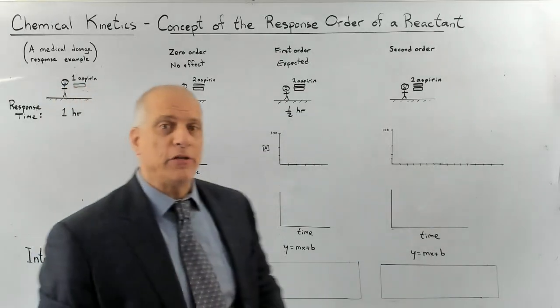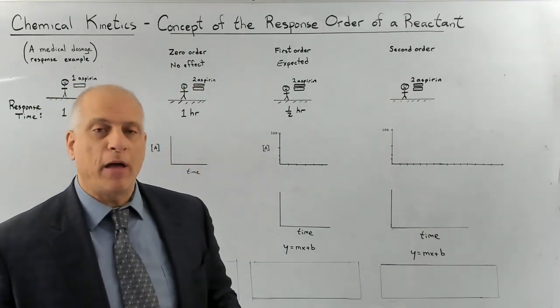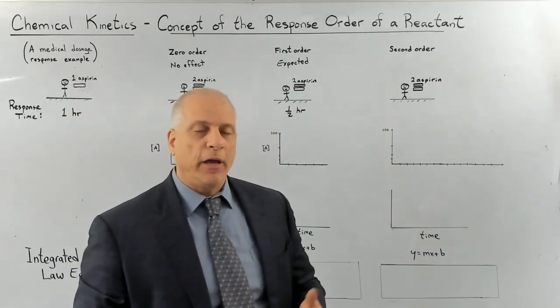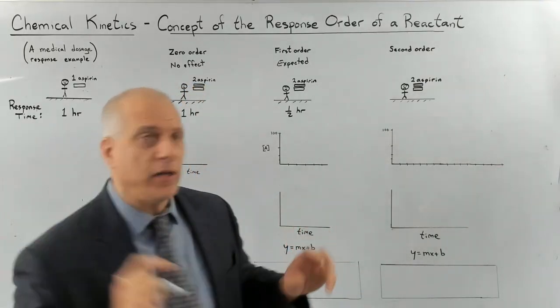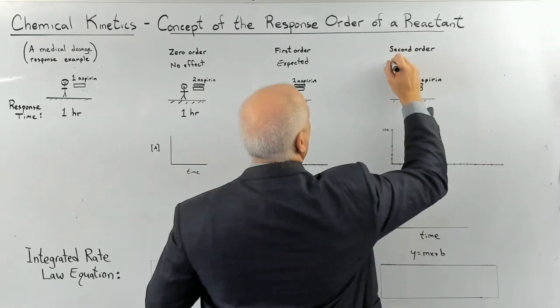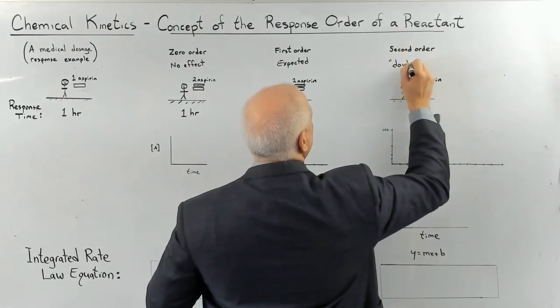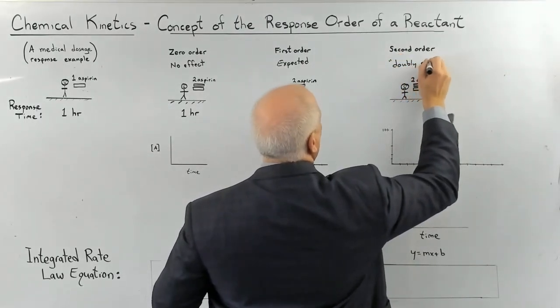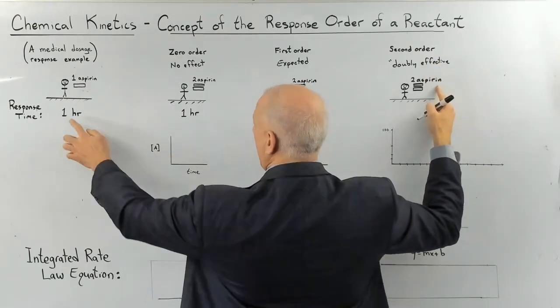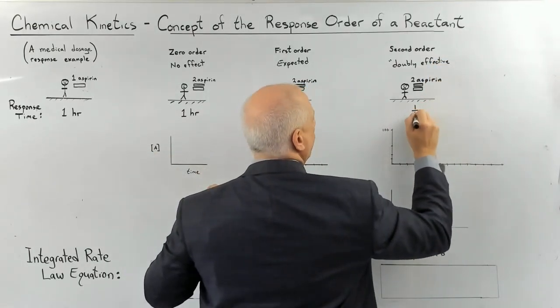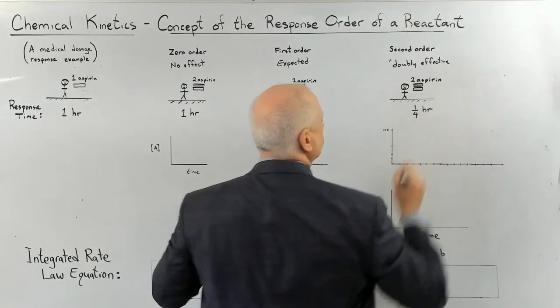But then there are situations where a patient may respond to medication in a second order manner, and a second order will be kind of doubly effective over here. So I'm going to refer to this loosely as doubly effective, and the patient takes 2 aspirin, and the response time is 1/4 of an hour.